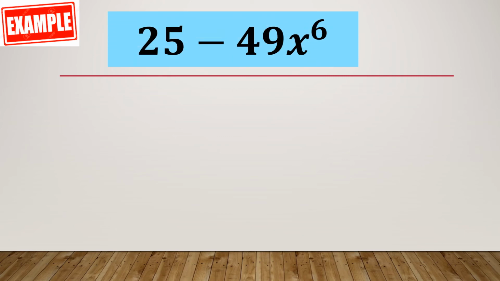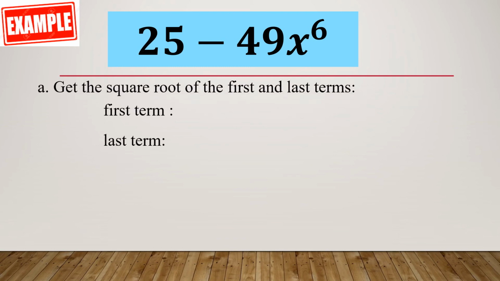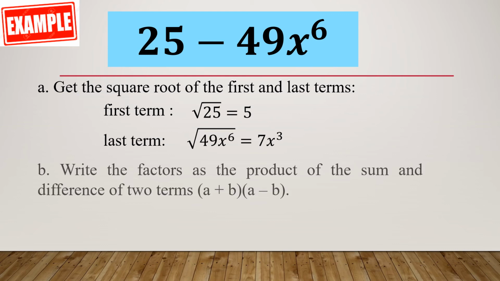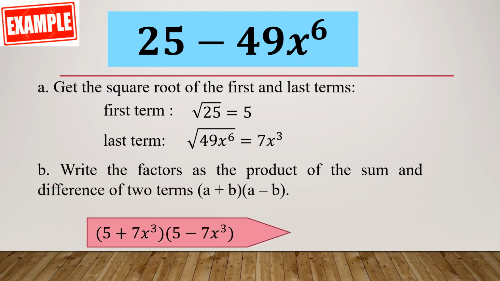For instance, you have this difference of two squares. What will be its factors? Let's check it out. For the first term and last term, get their square roots. Then rewrite them as the product of the sum and difference of two terms. So the factors are the quantity 5 plus 7x cubed times the quantity 5 minus 7x cubed. Did you get it right?